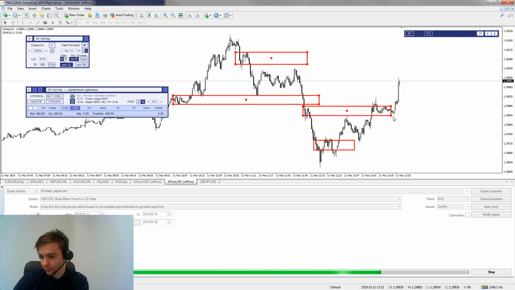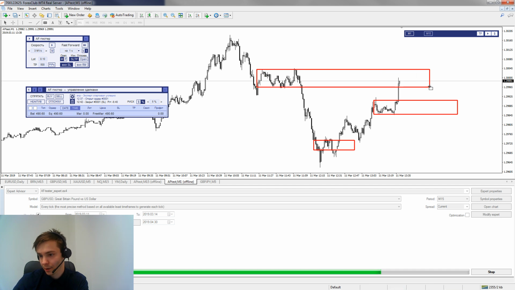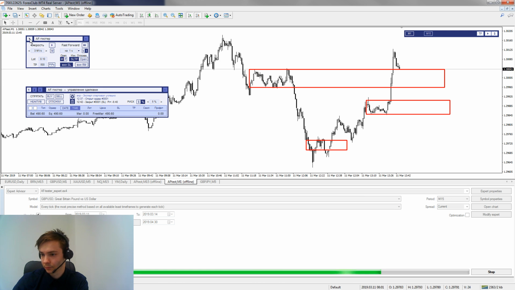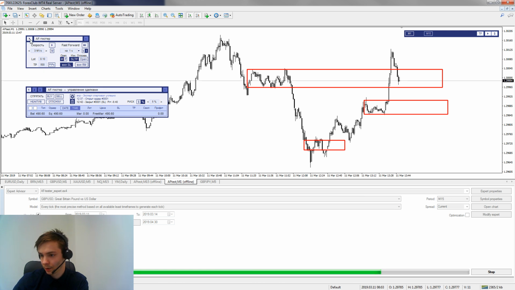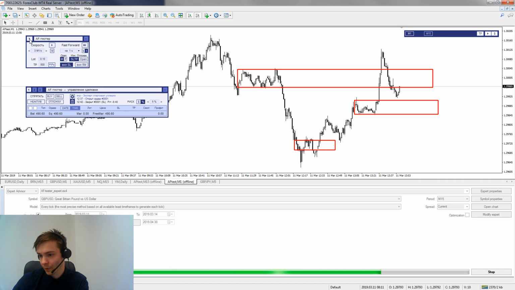Okay, we have some nice impulsive movement from this zone. It would be really nice to open the trade here. Also, we have some reaction here. Probably we'll have. Let's see how the market will react on that. Okay, we can see that the market is reacting on that. Definitely, this is a really nice opportunity to open the trade.